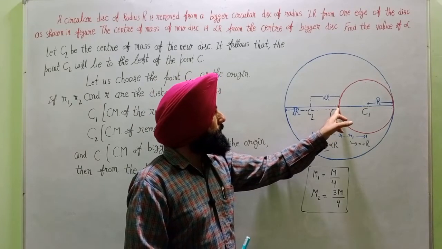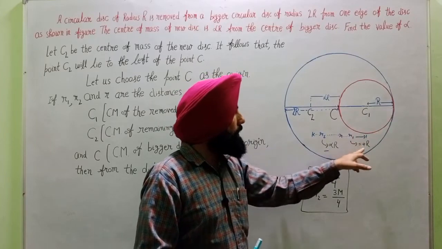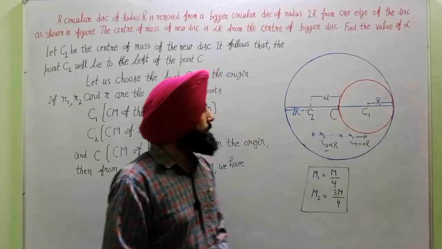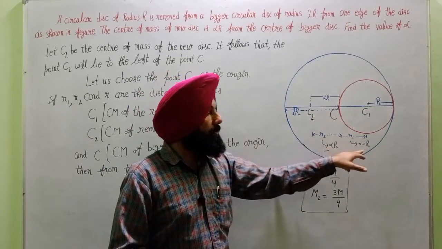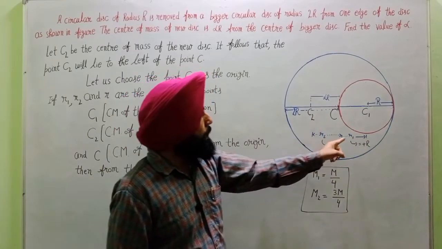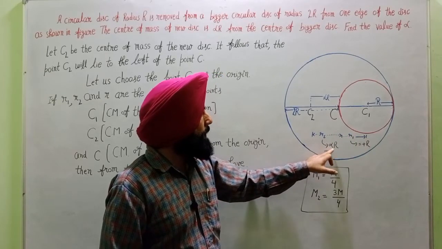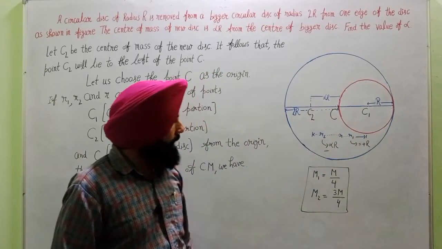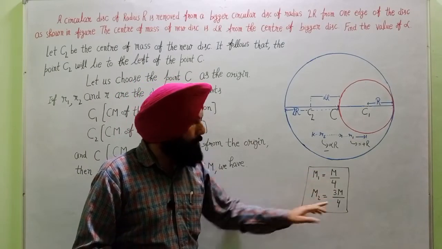And from the center of the bigger disk we have chosen positive on the right hand side. Now small r1 is capital R, small r2 is negative alpha R, and m1 is m/4 and m2 is 3m/4, which we have already calculated.